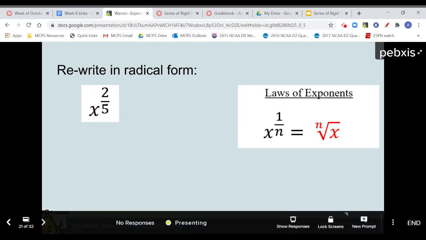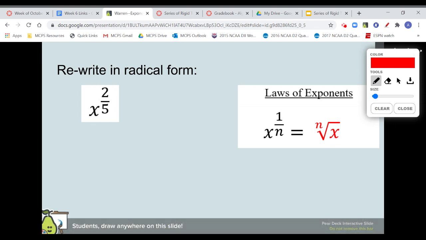Okay, and then we're going to do another example here. Again, the denominator is always the root, so 5 is the root, and then I have the 2 as an exponent, so I write an exponent of 2, and we're left with the 5th root of x squared.